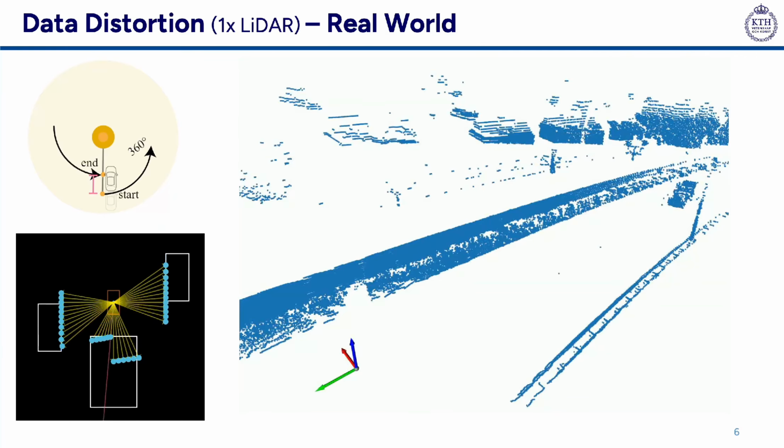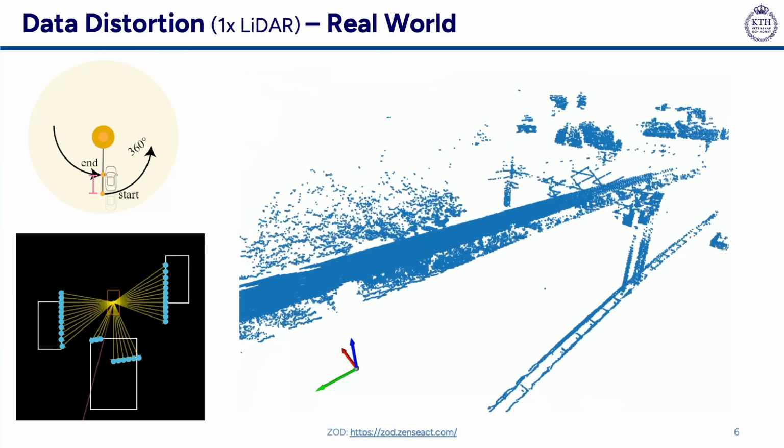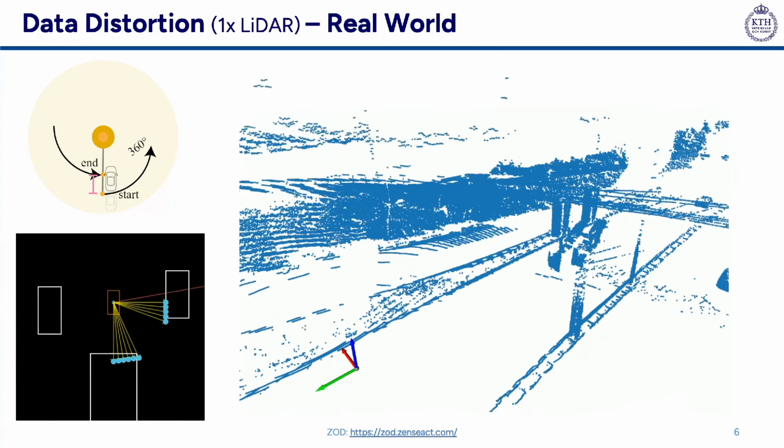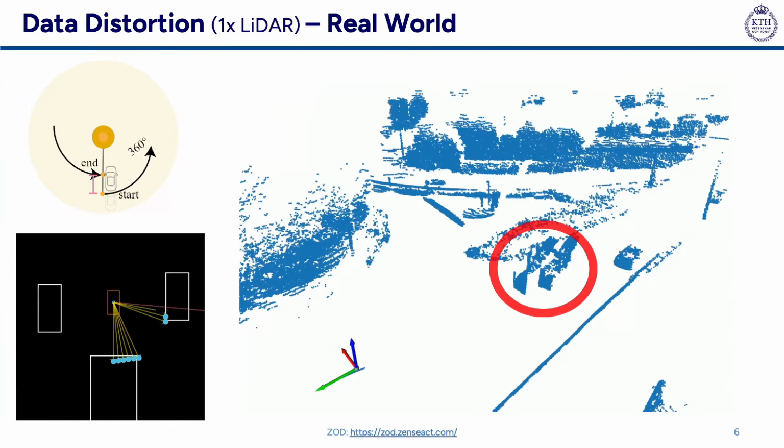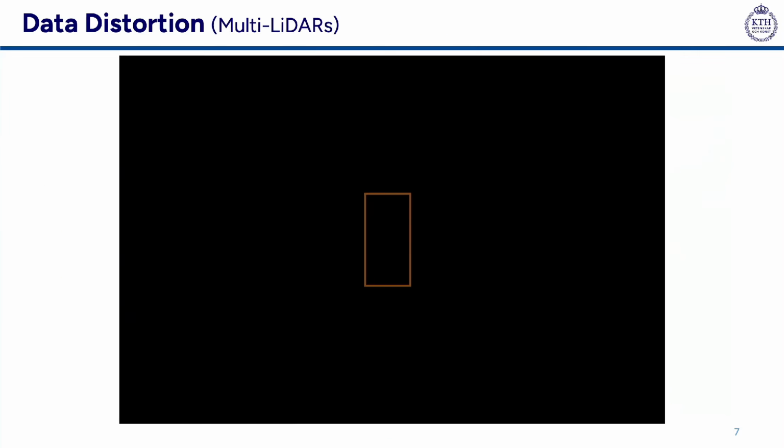Now let's revisit real-world data from the Zhang open dataset, which has already been ego motion compensated. Note how the truck's front end is split into two parts in one frame of the point cloud.